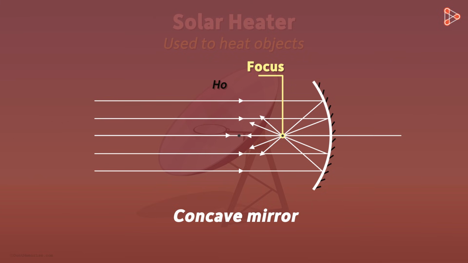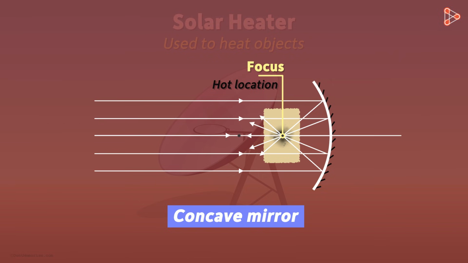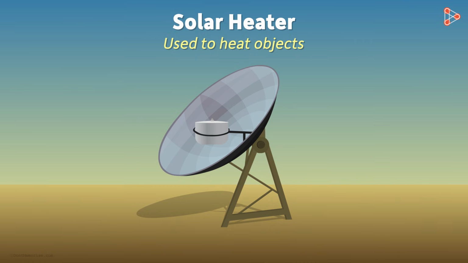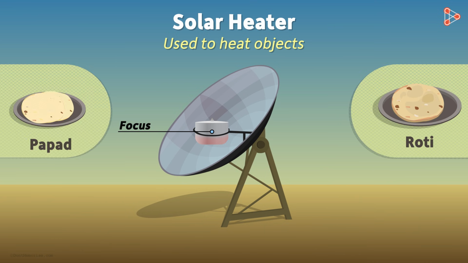This focus is a very hot location in space as all the reflected sun rays are concentrated at this point. If we bring a piece of paper at this point, it will quickly catch fire. Now we can use this property of concave mirrors to cook food or heat up liquids. All we need to do is place the container on this stand which is present at or near the focus. It will heat up after some time. You can even make a roti or a papad on this.